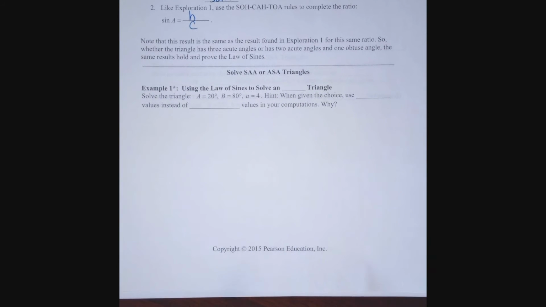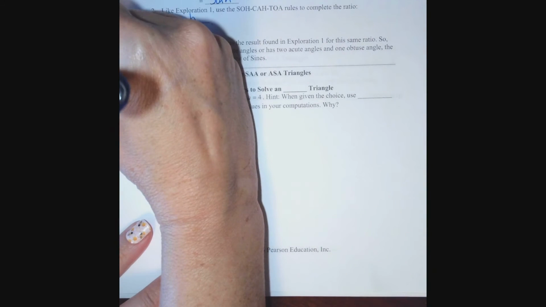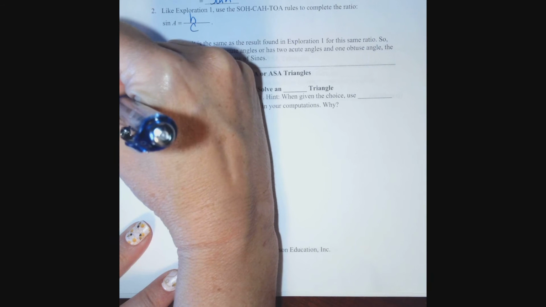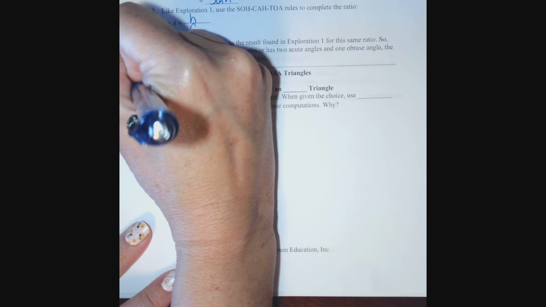Now let's use our law of sines to solve for a triangle where we know 2 angles and 1 side. It doesn't matter if that side is included or not. Now when I'm solving these triangles, I need to remember to sketch first. It really helps to have a correctly labeled sketch. So sketch first and label carefully.